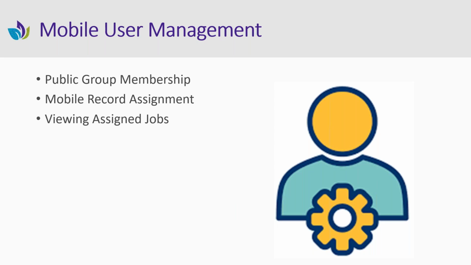One quick thing to remember here is that when you assign a record to a mobile user, all of that record's children will also be assigned to that mobile user. We've also added the functionality of being able to view which jobs are currently assigned to a mobile user from that TaroWorks mobile user record. So again, let's hop into a demo.